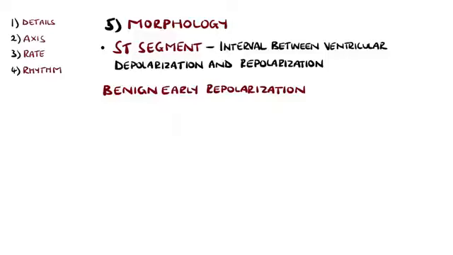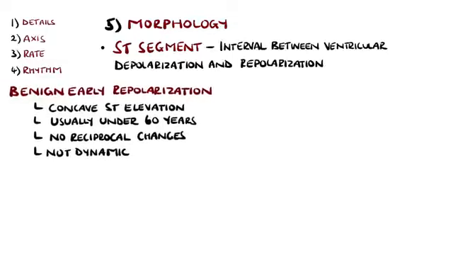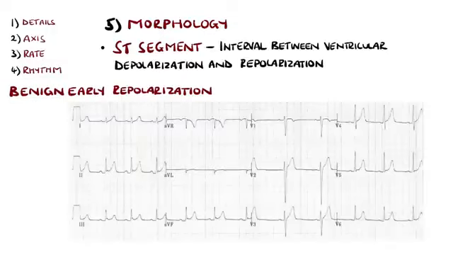This is also known as benign early repolarization and tends to happen in people under the age of 60. It's also likely to be present in multiple leads not corresponding to a specific territory, and will not have reciprocal changes and will not change over time, as you would expect with acute ischemia.